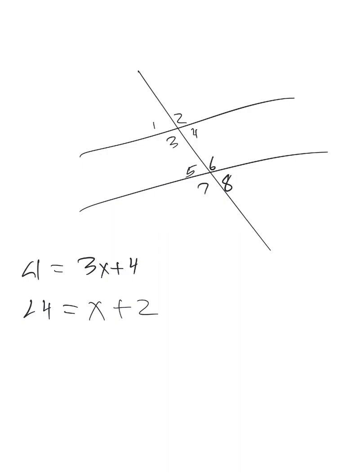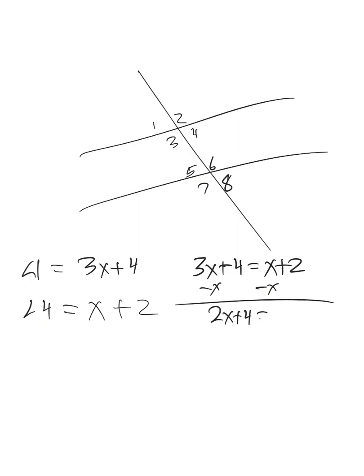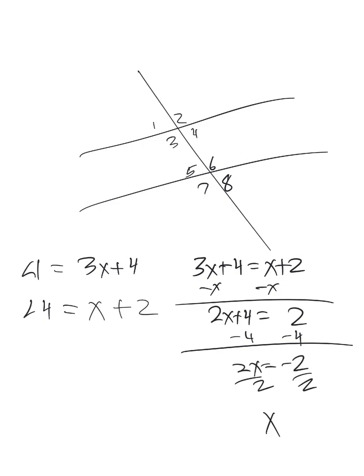Okay, so angle 1 and angle 4 are vertical angles, so they're equal to each other. I'm sorry. Okay, so vertical angles, we set them equal to each other. Subtract the 4. Divide off the 2. So x is -1. I gave up at some point. I was like, Algebra 2 would be a little harder.